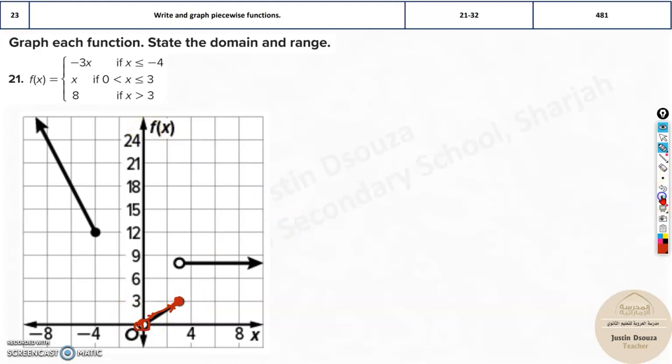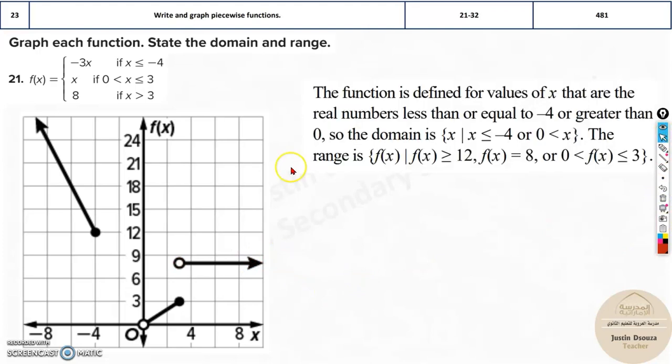Last one, when x is greater than 3. See over here, it's greater than 3, a hole, and then the answer is 8 all the time for all x values. So just draw a straight line, continuous. This is how we draw piecewise equations. You can see the domain. Domain is basically all of these, it's real numbers, but you can split it up. For this particular function, what is the domain? For other functions, what is the domain? You can just easily split it up and you can get it.